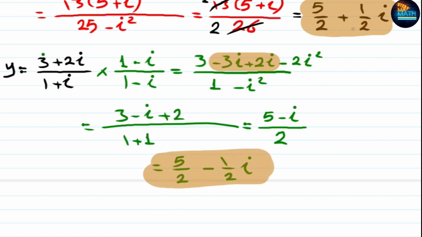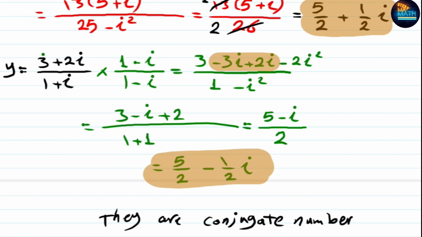If you notice here, x is equal to 5 over 2, and in y, the real part also is 5 over 2. So they are the same in the real parts. But the imaginary parts are different in just the sign. So here you have 1 over 2i in x, and in y you have negative 1 over 2i. So they are conjugate numbers.